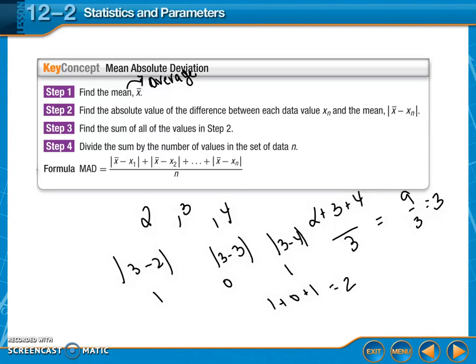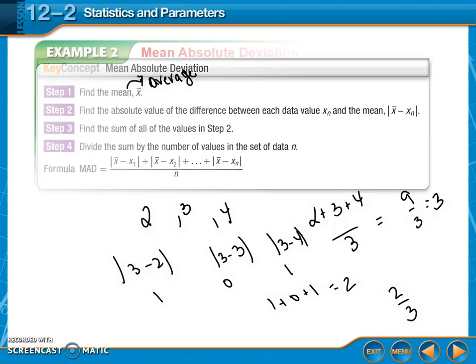And then the last step is to divide that sum by the number of values in the data. So in this case, I had 3 data values, so I'm going to take that sum that I just got, 2, and divide by 3. So 2/3 is going to be my MAD.